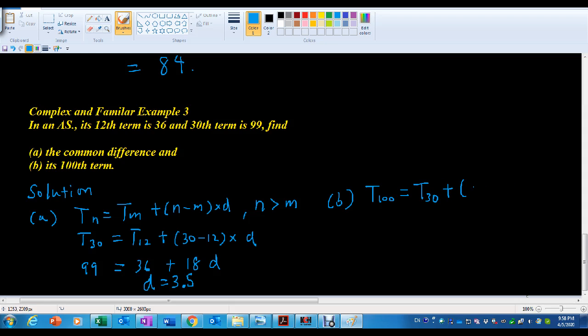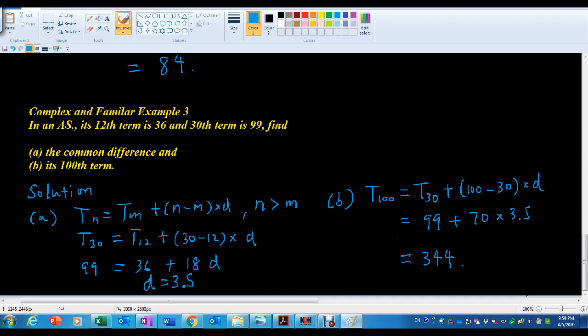Okay, then remember here you should use n minus m. In this case, n is 100, m is 30, right? And how about d? Okay, right? T30 we already know is 99. Oh no, sorry, T100 is 99 plus 70 times d. Okay, so that's the answer, right?